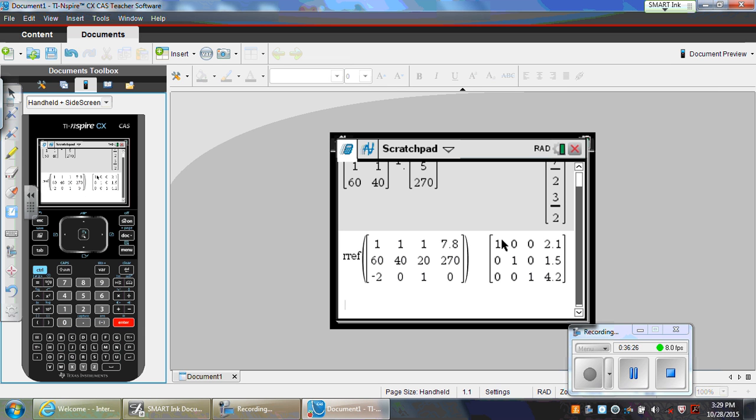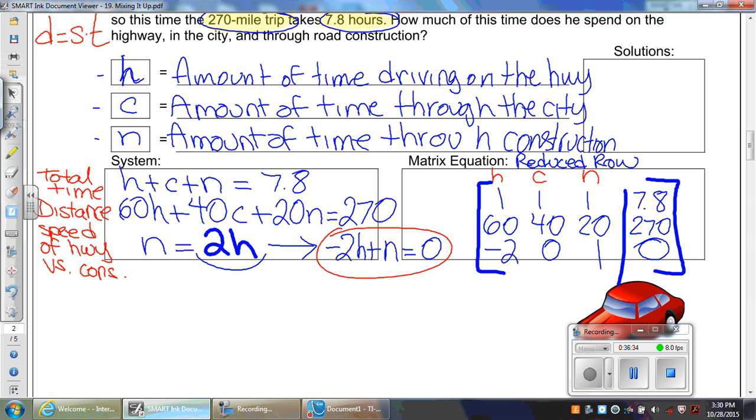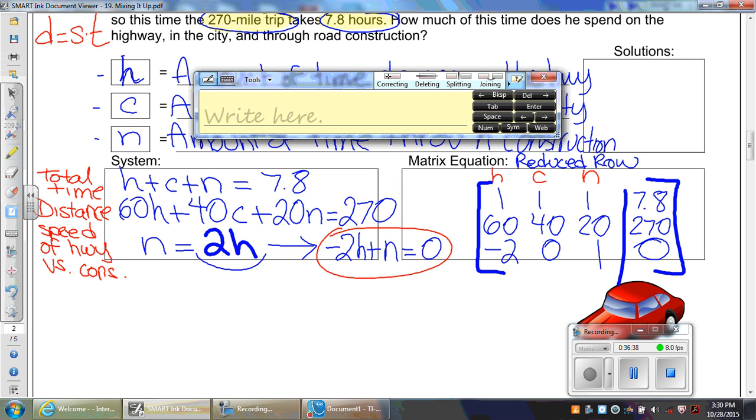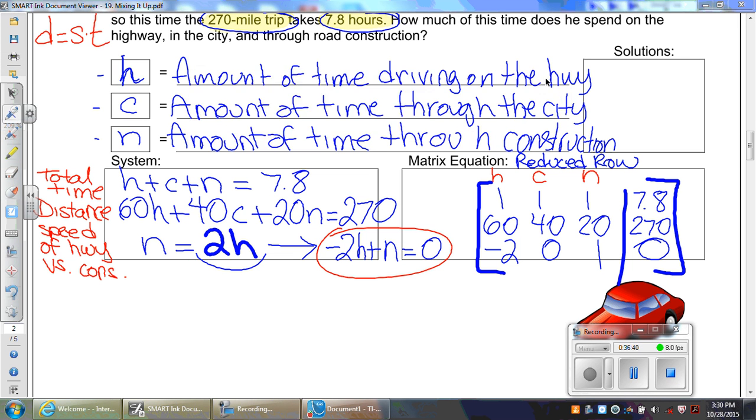Yeah, and then we get 2.1, 1.5, and 4.2. Those are our solutions. I forgot to put rref. Remember, it's not ref, it is row reduced echelon form, or reduced row echelon form.